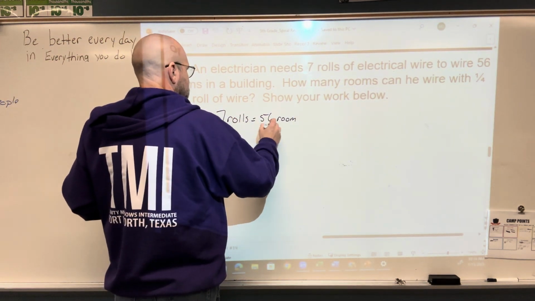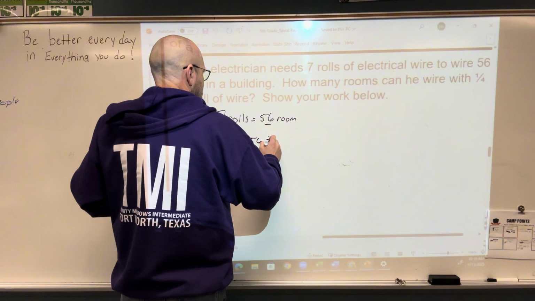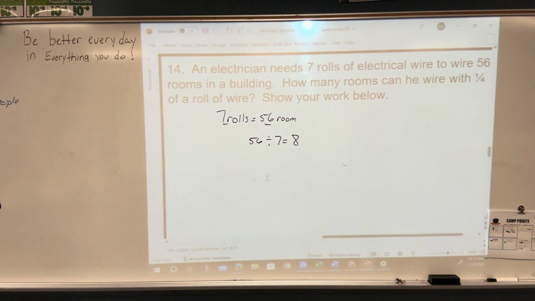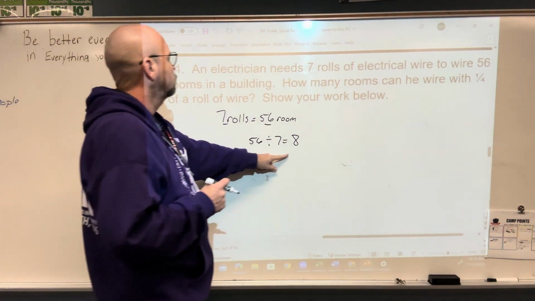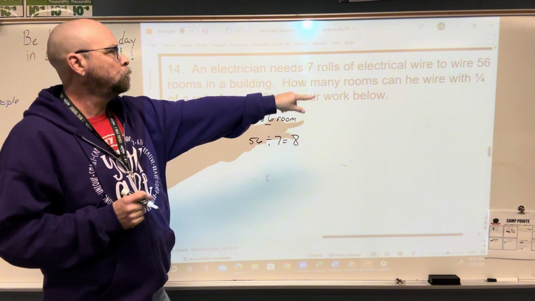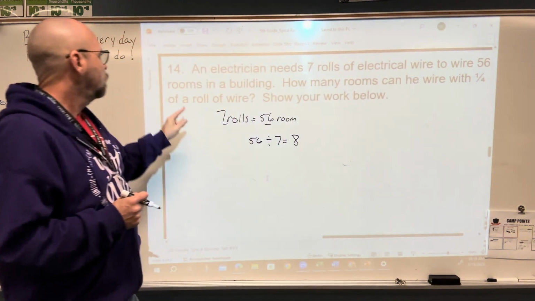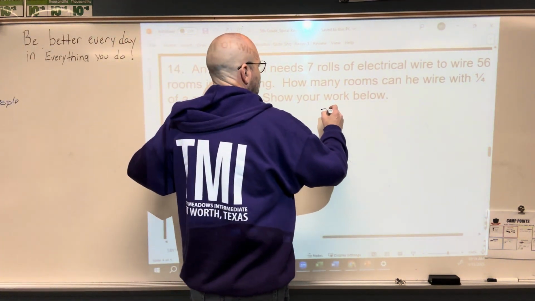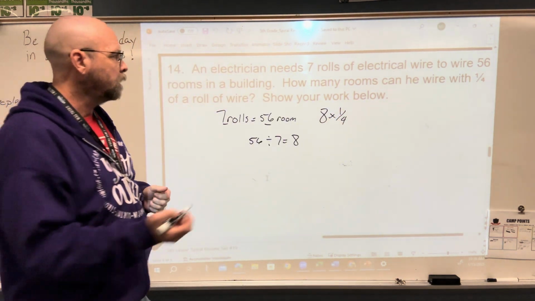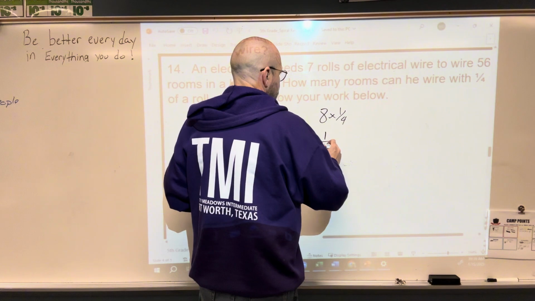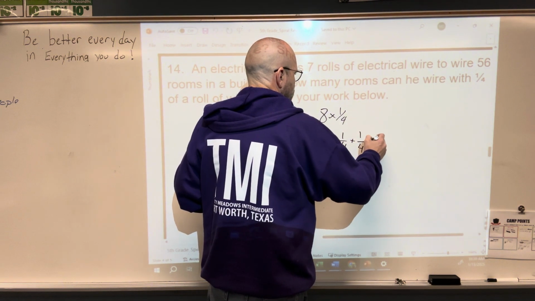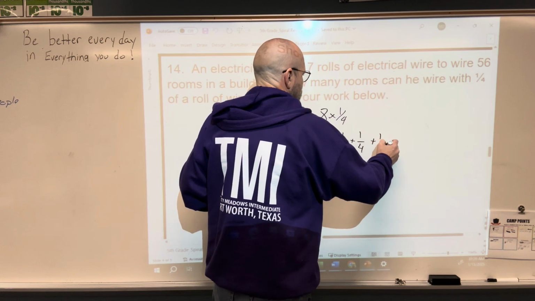I want to find out how many rooms for one roll, so we divide. I have 56 divided by 7, and that gives me 8. So I have 8 rooms. Each room uses 1/4 of a roll of wire. So I'm going to have 8 times 1/4. So I could do 1/4 plus 1/4 plus 1/4 plus 1/4.